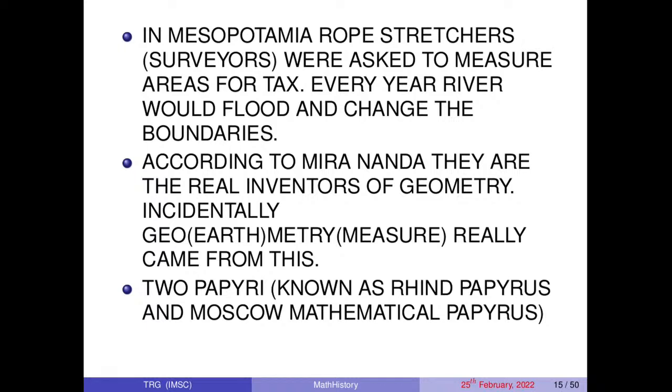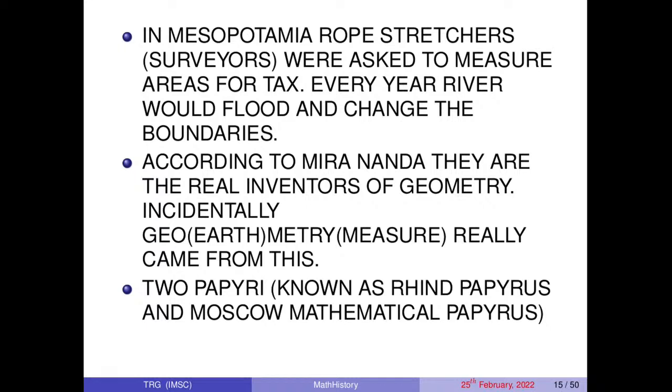And that is one of the reasons for this kind of thing. According to Mirananda, they are the real inventors of geometry. The geometry was by these carpenters, masons, and workers who were doing the work. They were the real ones who knew about the area, how much should be done, etc. Incidentally, the word geometry is geo plus metry. Geo is actually the earth, measuring the distances, etc. And that's how that word itself came about.